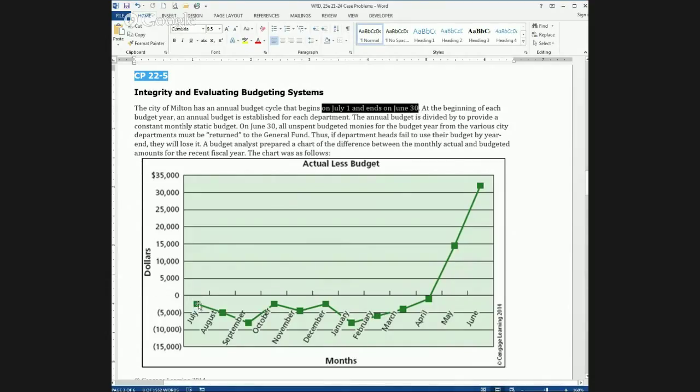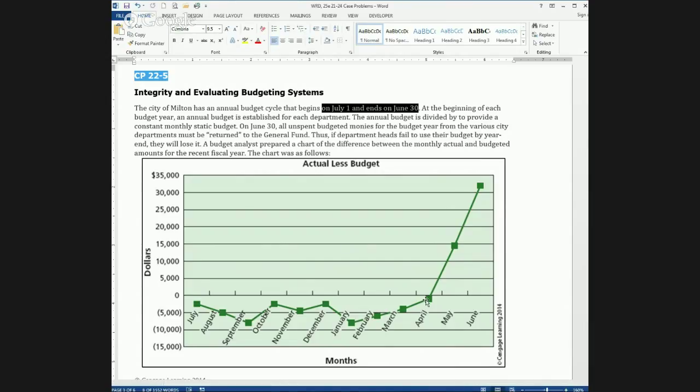And the city managers have charted the costs, the actual, compared to the budget amounts. And you can see the zero line represents no difference between actual and budgeted costs. But since this line for actual minus budget is below zero, that means actual expenses for the first 10 months of the year have been below what was planned.